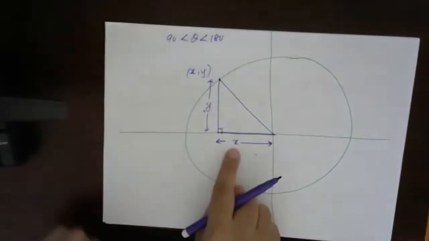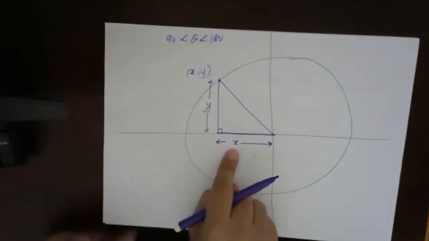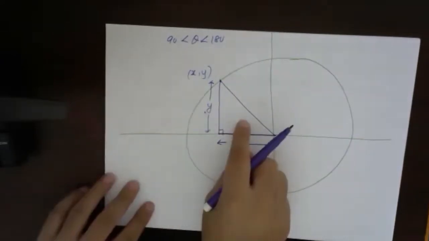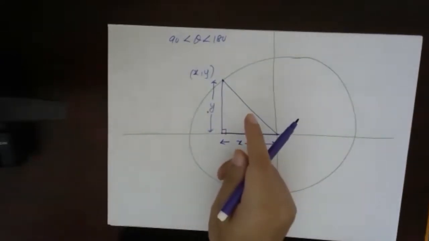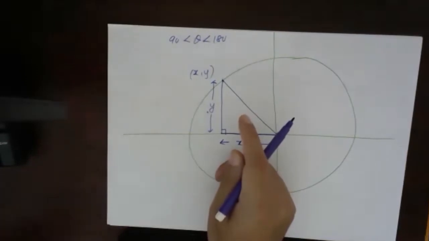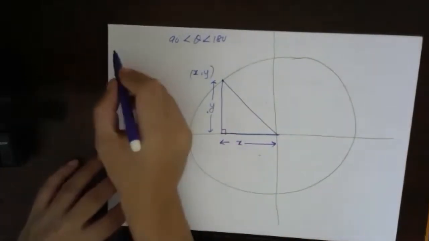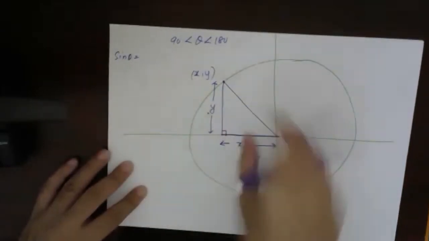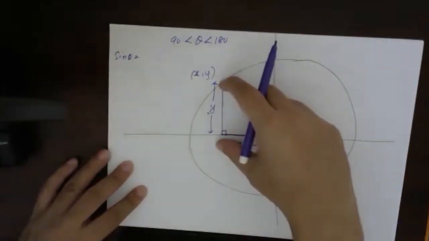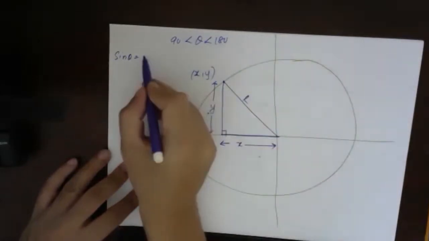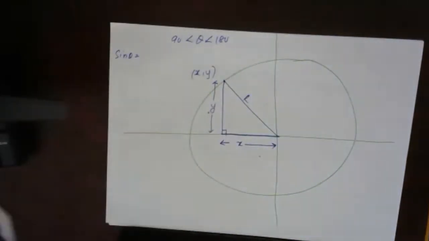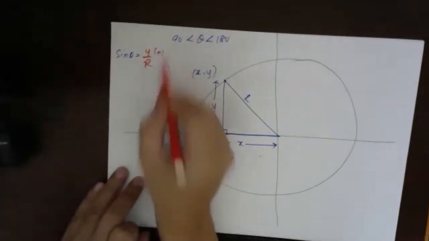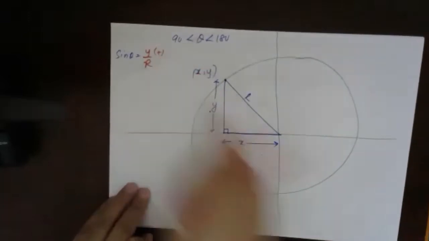Now this x is negative, right? And this is 1. So here, if I try to write down the different trigonometric ratios, let's see. First, sine of theta is equal to y upon r. This is r. Now here y is positive. Understood?